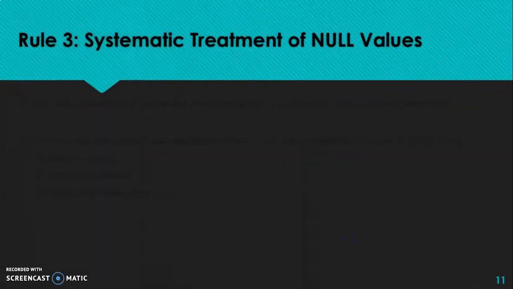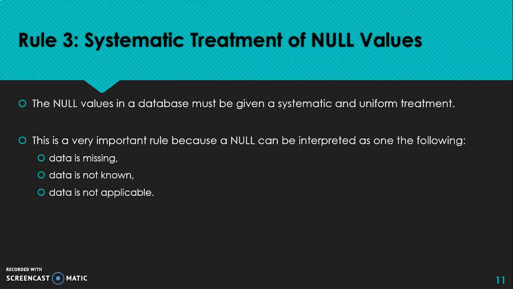Rule number 3, systematic treatment of null values. The null values in a database must be given a systematic and uniform treatment. This is a very important rule because a null value can be interpreted as one of the following. The value can be null because the data is missing, or the data is not known, or the data is not applicable. So these are the three reasons why there can be null values.